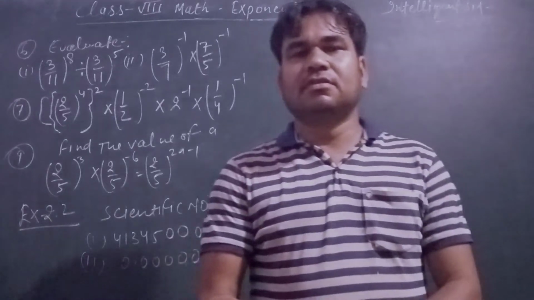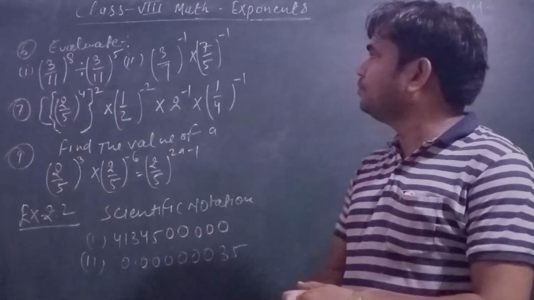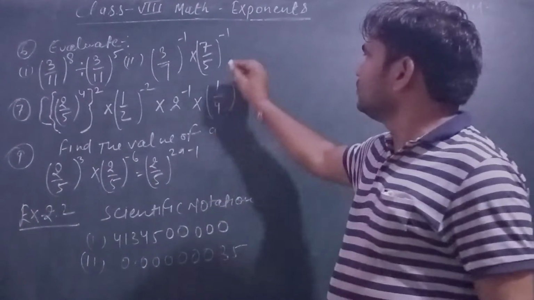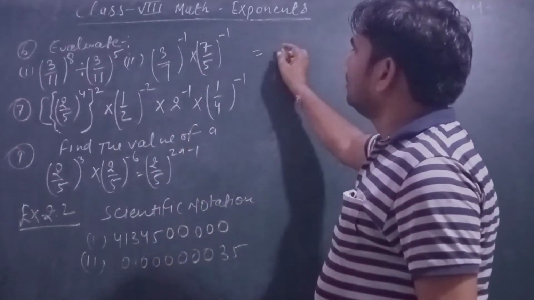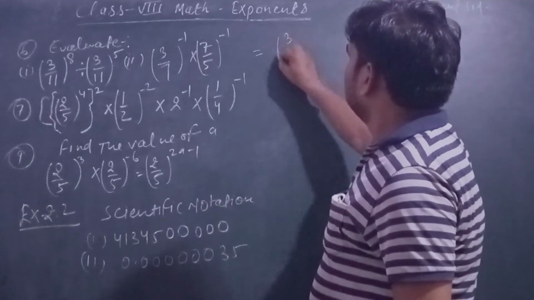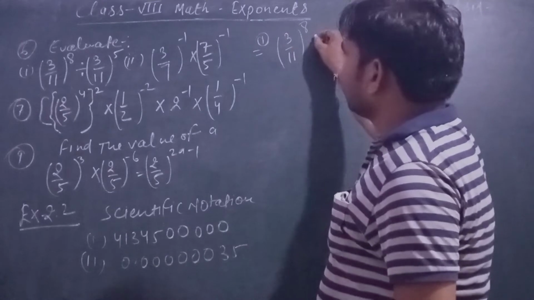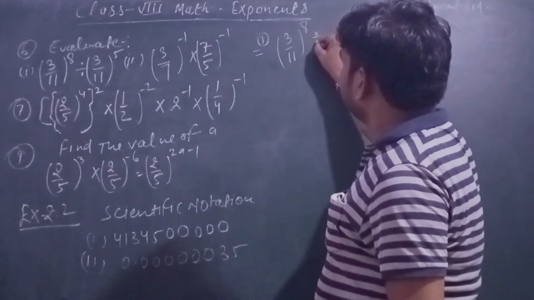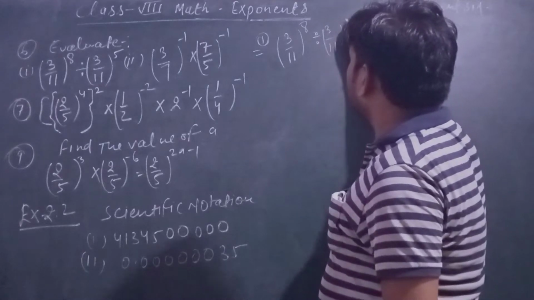Hi students, let me take some examples of exponents. Evaluate. First question: (3/11)^8 divided by (3/11)^5.